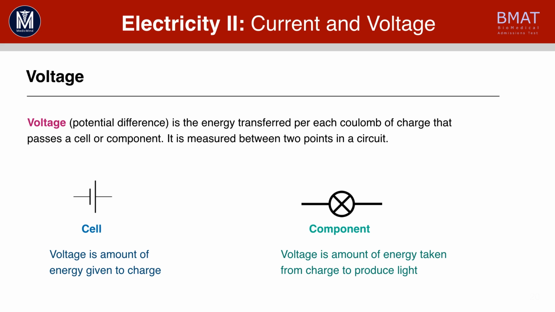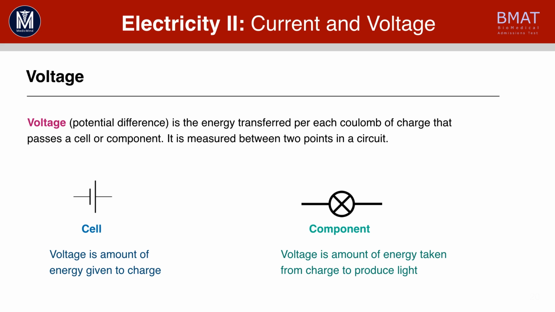We can define voltage, or potential difference, as the energy transferred per coulomb of charge that passes. It's measured between 2 points in a circuit. So as each coulomb of charge passes the component, the voltage tells us how much energy is being transferred.